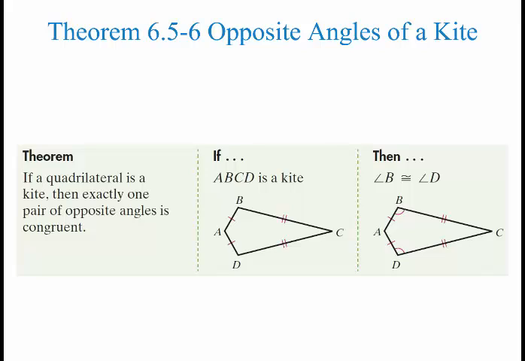Next one, opposite angles of a kite. So if a quadrilateral is a kite, then exactly one pair of opposite angles, not all of them, just one pair of opposite angles is congruent. So if ABCD is a kite, then this angle here, angle B, will be congruent here to angle D, but not angles A and C. They are not congruent. Just B and D are congruent.